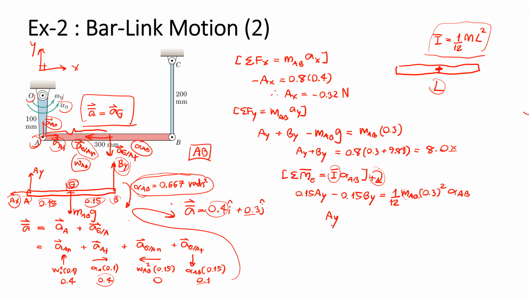We have AY subtract BY equal to 1/0.15, 1/12, m of AB is 0.8, and 0.3 squared, and alpha 0.667. Wow. So what is this one?